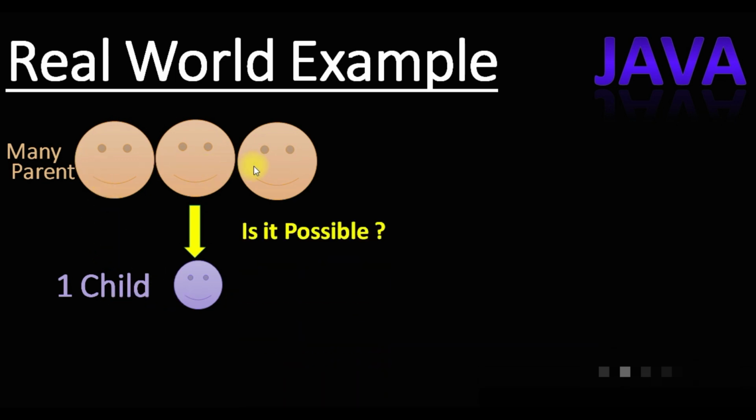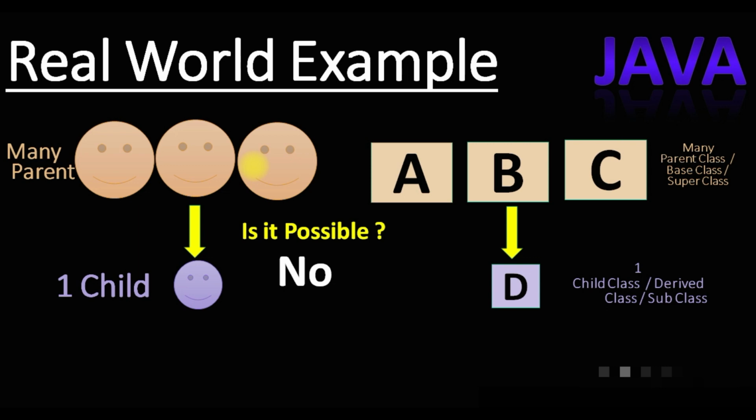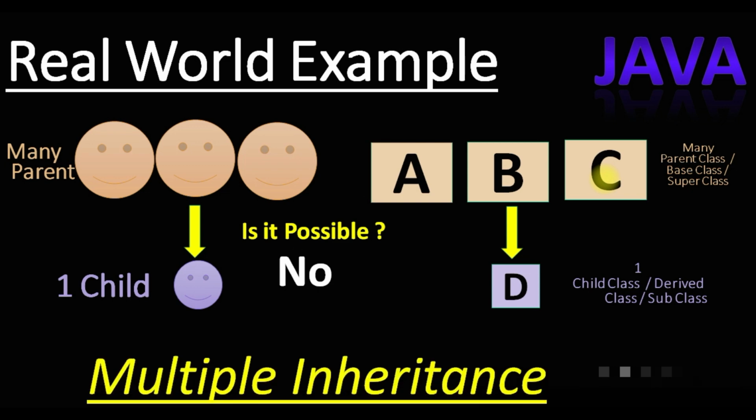Okay, now coming to the next scenario, let's say you have one child and many parents. Is it possible? Definitely it is not possible, right? As it's not possible in the real world, in Java this is also not possible. You cannot create multiple parent classes A, B, C, and from a single child class you cannot inherit all these three parent classes' properties. So this is not possible. This type of inheritance is called multiple inheritance, but it is not supported by Java.